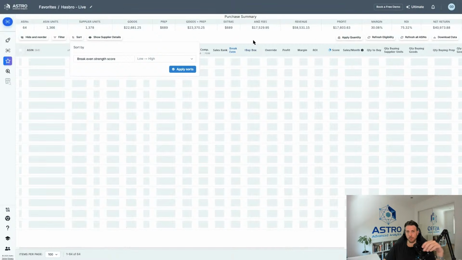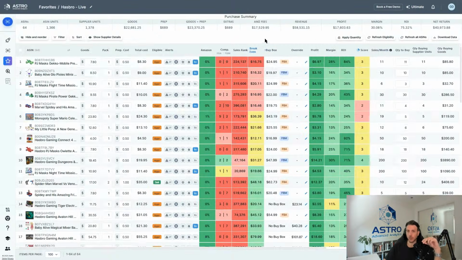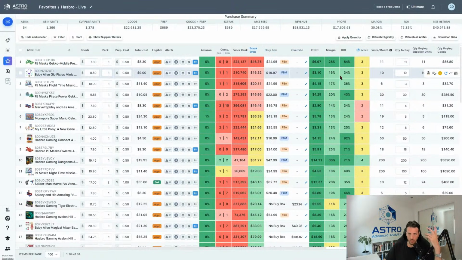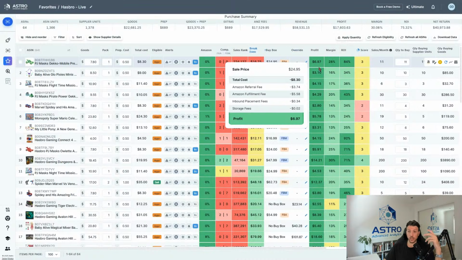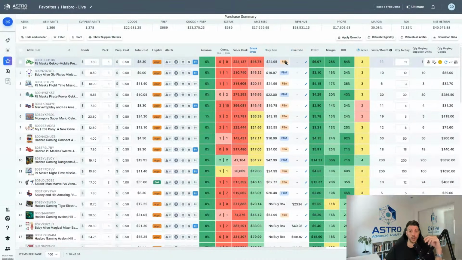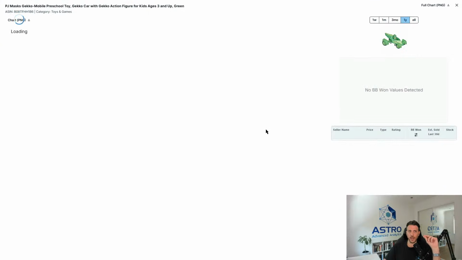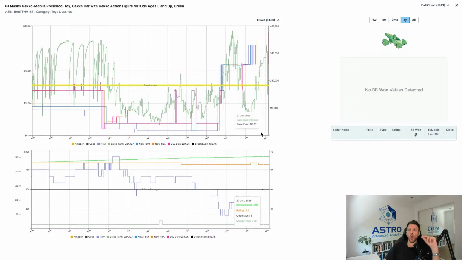Now, what does it mean when it's red? It means that the product historically was a loser. Like this one here, for example, we see that it's got 84% profit. Great. $6.97 profit, 84% ROI, great numbers, but this is red. Why is it red? It makes me very curious why it's red, and I need a good reason to understand why it's red. The only reason that would justify me buying it is it was red only because the previous sellers were FBM. So you see, it's profitable now.